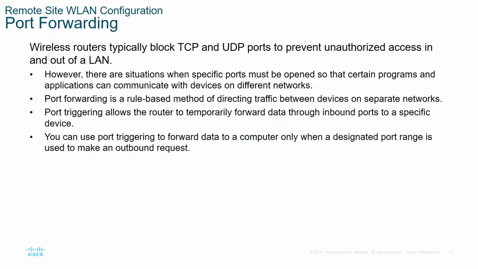Port forwarding. Wireless routers typically block TCP and UDP ports to prevent unauthorized access in and out of the LAN. However, there are situations when specific ports must be opened so that certain programs and applications can communicate with devices on different networks. Port forwarding is a rule-based method for directing traffic between devices on separate networks. Port triggering allows the router to temporarily forward data through inbound ports to a specific device. You can use port triggering to forward data to a computer only when a designated port range is used to make an outbound request.